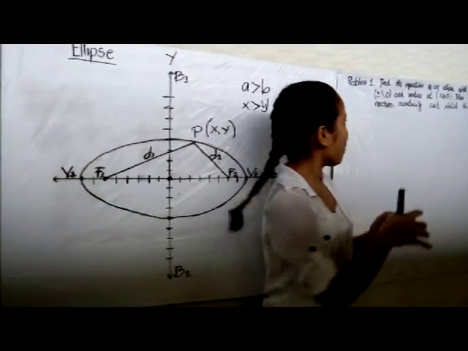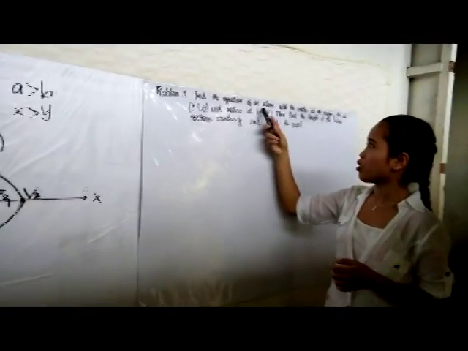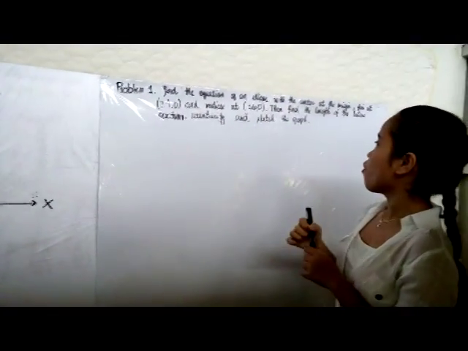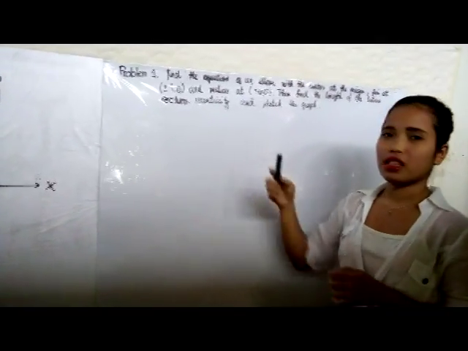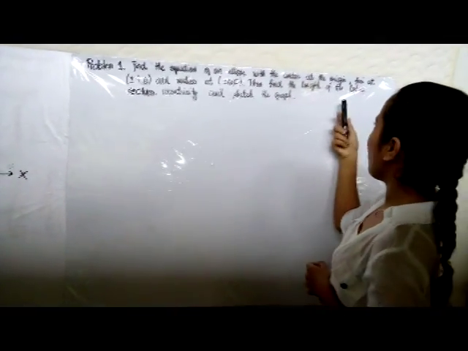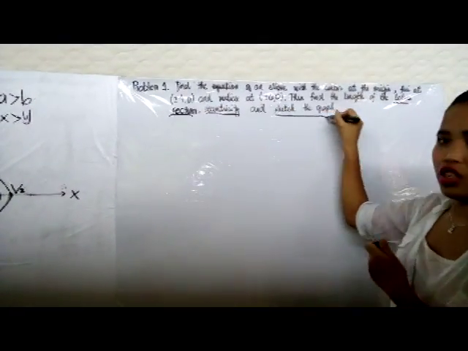Referring to this, and considering our problem 1, let us find the equation of an ellipse with the center at the origin, foci at positive and negative 4, 0, and vertices at positive and negative 6, 0. Then find the length of the latus rectum, the eccentricity, and sketch the graph.